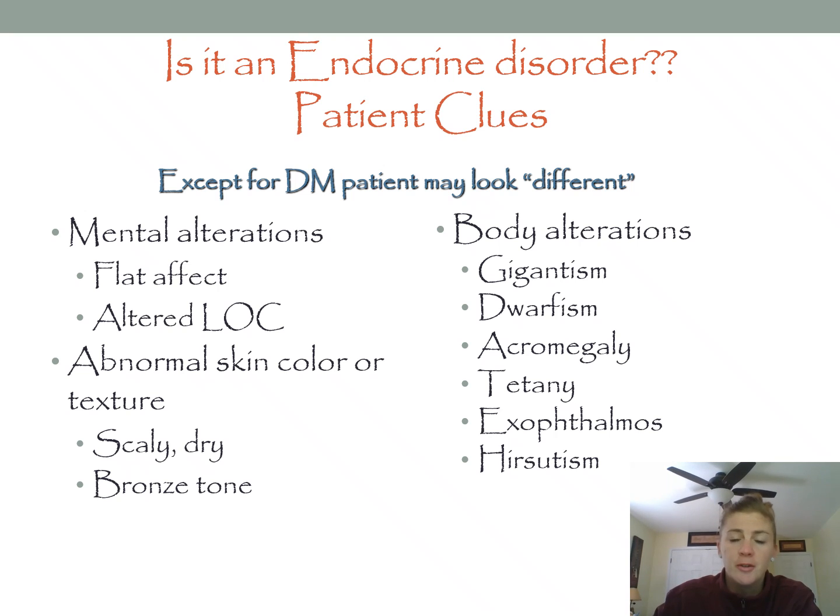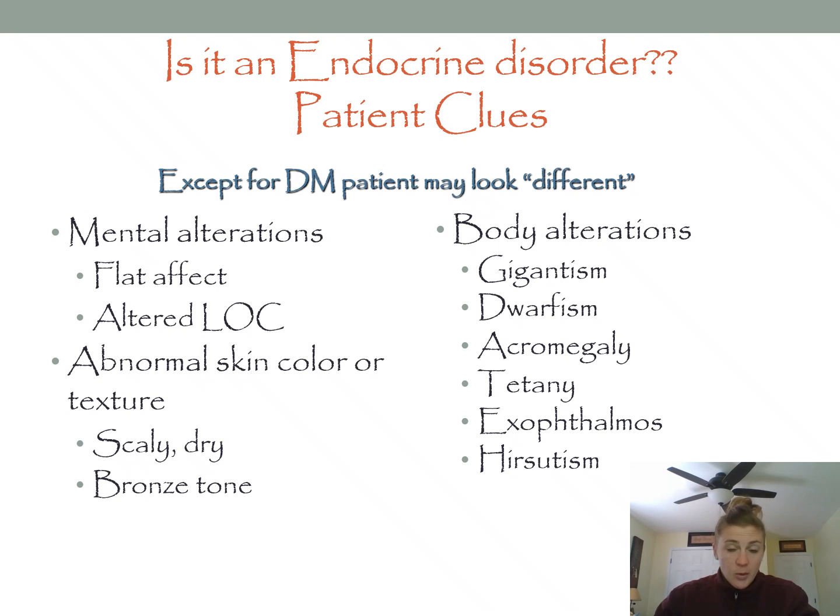All right, looking over at body alterations, I think we all know what gigantism is and dwarfism. What is acromegaly? You guys remember acrocyanosis? So acromegaly, good, is large peripheries: large hands, large feet, large head. What is tetany? Tetany is essentially muscle spasms. And remember, we primarily need calcium in order to have muscle contraction. So if we have a problem with low calcium, we can end up having tetany.